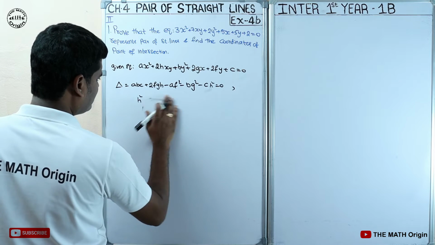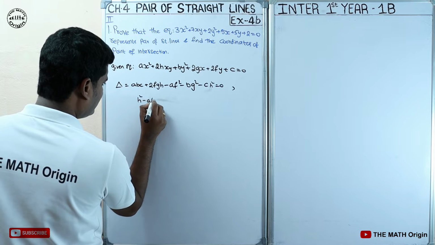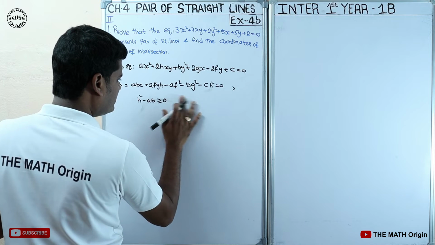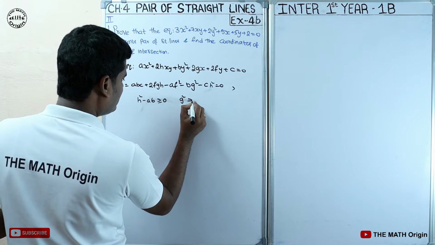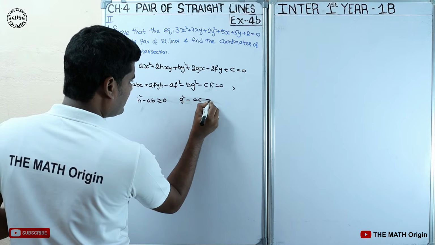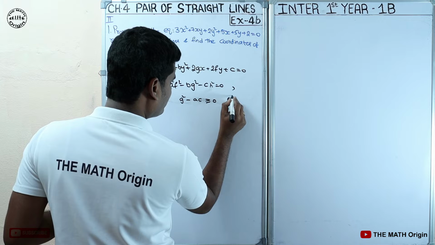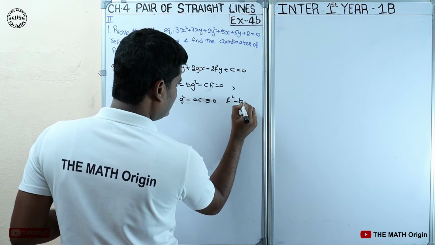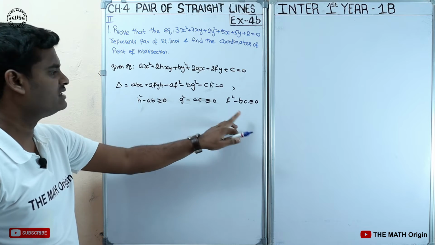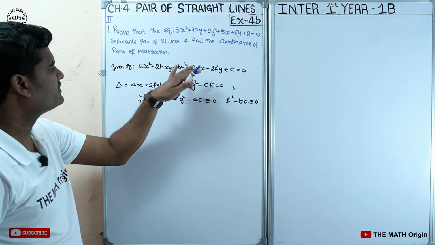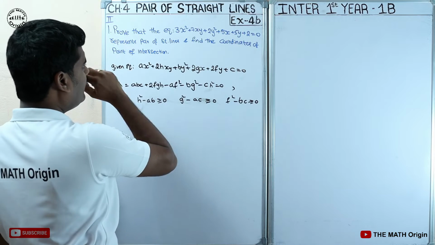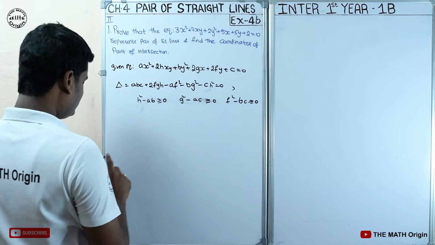h² minus ab is greater than or equal to 0, g² minus ac is greater than or equal to 0, and f² minus bc is greater than or equal to 0. So we need to prove all these four conditions. Then it shows that the given equation represents a pair of straight lines.